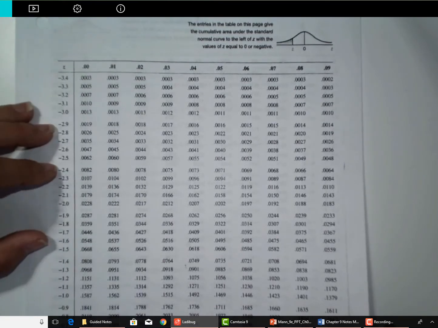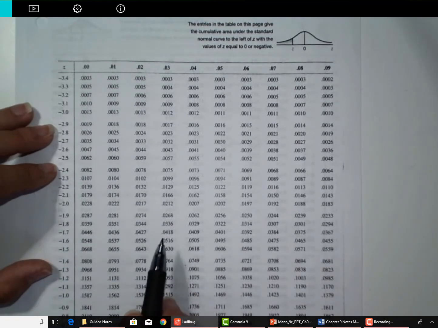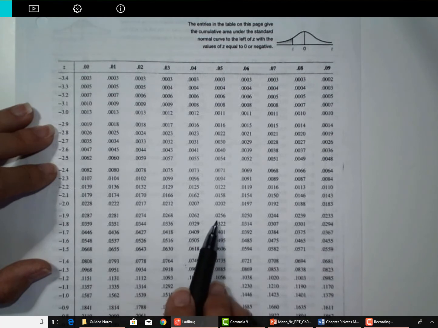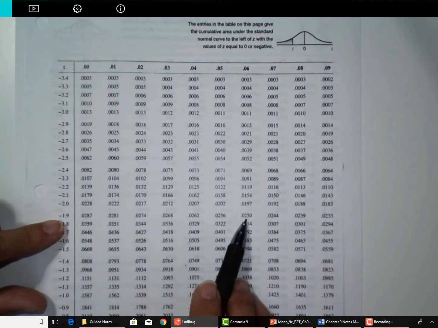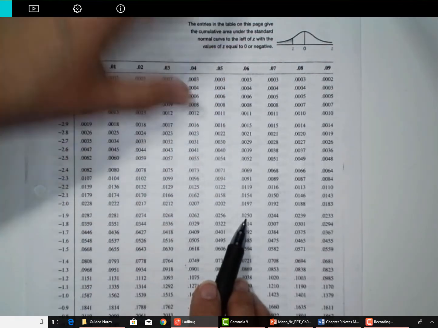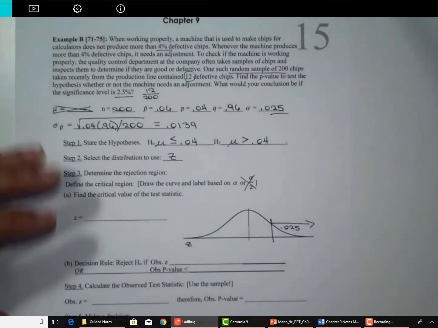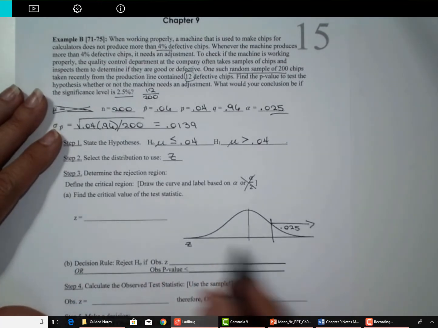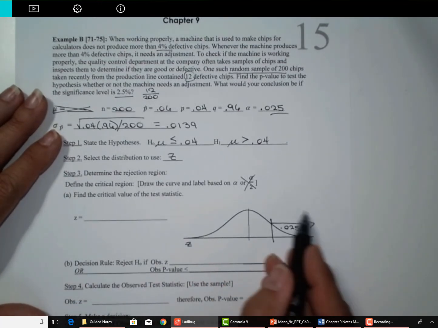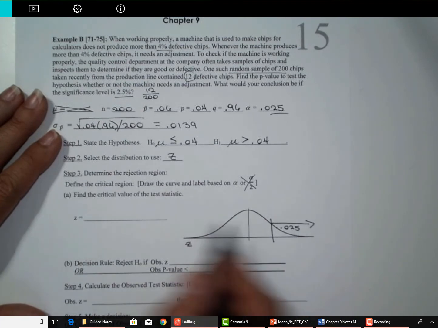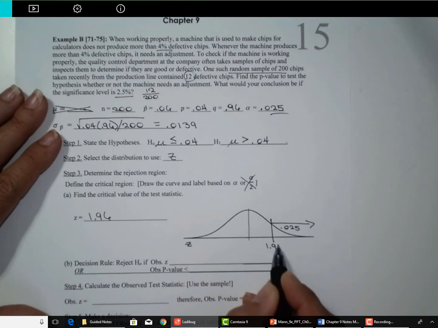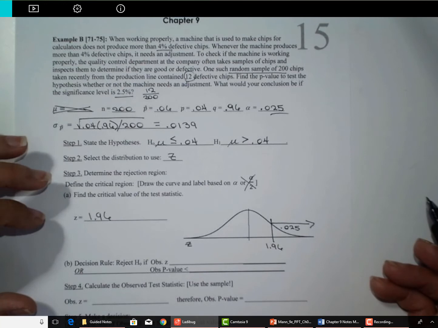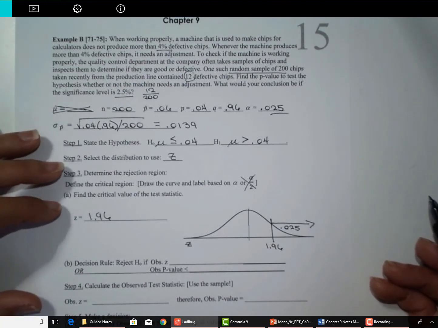The z-score associated with the area under the curve of 0.025 is right here. It's negative 1.9, and I go to the top column and get the next digit, and it's 6. So I've got a negative 1.96. However, I just looked up the negative part because I just wanted the area under the tail. So I know I'm dealing this time with a positive 1.96 because I know which side I'm on. I'm always on the right hand side if my alternative says greater than, right?